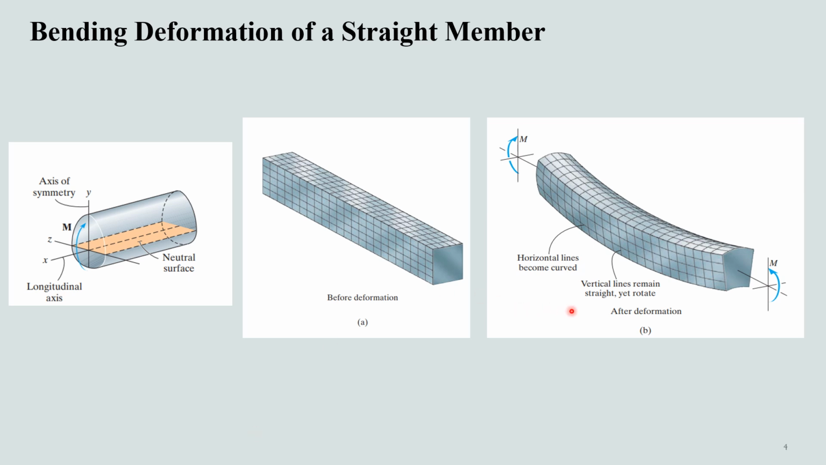The bending moment causes the material within the bottom portion of the bar to stretch and the material within the top portion of the bar to compress. Consequently, between these two regions, there must be a surface that is called the neutral surface, in which the longitudinal fibers of the material will not undergo a change in length.